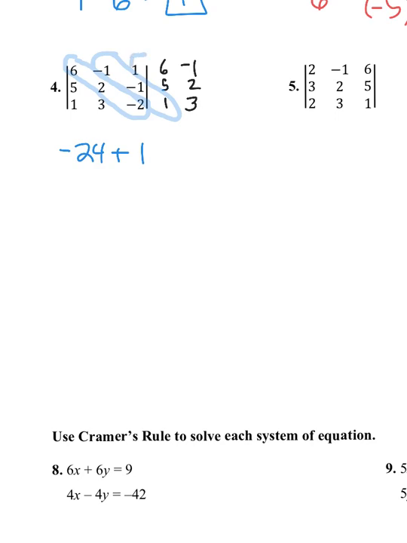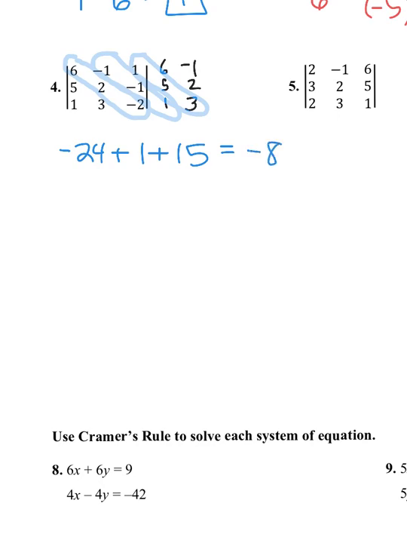And I'm going to do that again. I'm going to multiply the 1, 5, and 3, which gets me 15. I'm going to add that to the rest. All right, so putting that all together, adding those 3 numbers, I get -8.